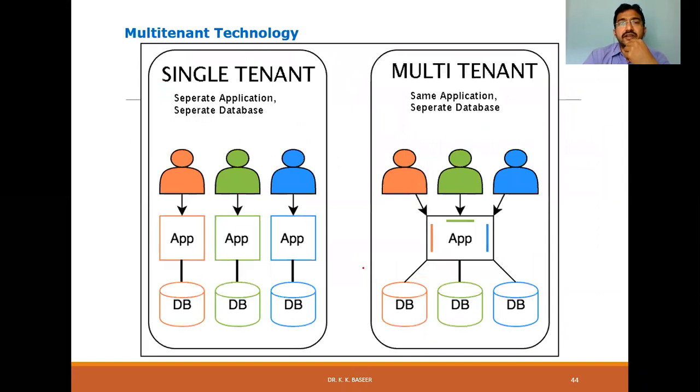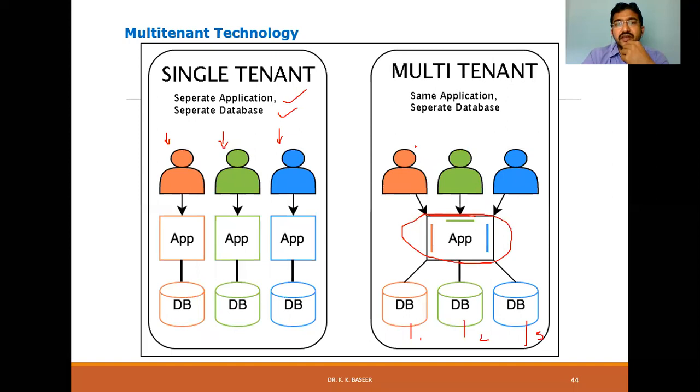See graphically how single tenant compares to multi-tenant. Single tenant, as I said, is a separate application, separate database. This is its own application, own database, own application, own database, own application, own database. Instead of that, having multiple databases here, one, two, three, with the help of a single application, these can be accessed by multiple users. Then it is called multi-tenant.